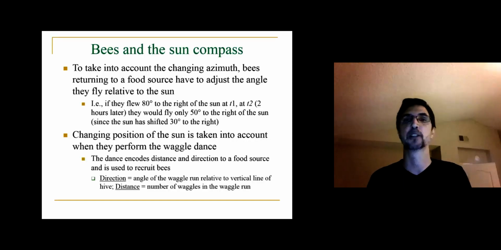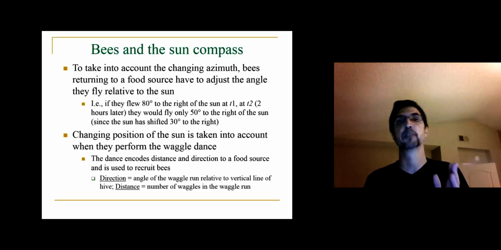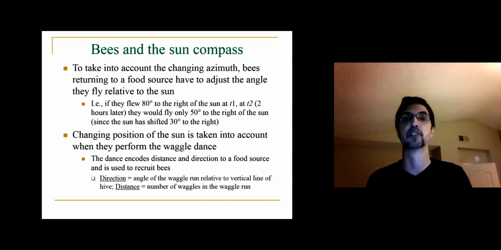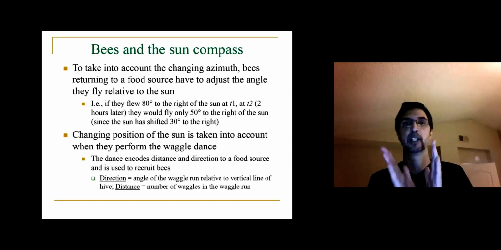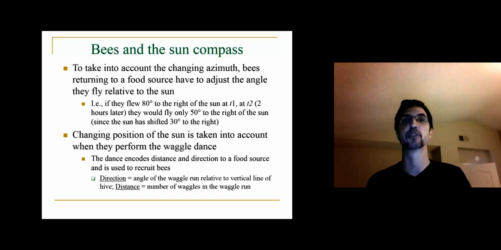All right, so a little bit more about this waggle dance. As I said, it encodes distance and direction to a food source. The direction is given by the angle relative to the vertical. If you imagine in the hive a line from the top of the hive to the bottom of the hive, that's a vertical line, and the angle of the dance relative to the vertical conveys the direction of the food source relative to the sun. And the distance is given by the number of waggles in the waggle run. And a waggle is that left-right vibration of their abdomen.